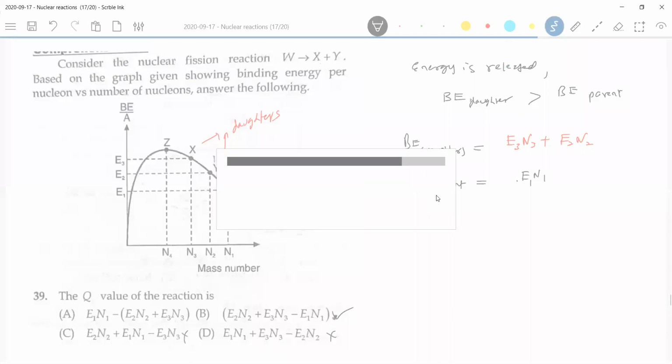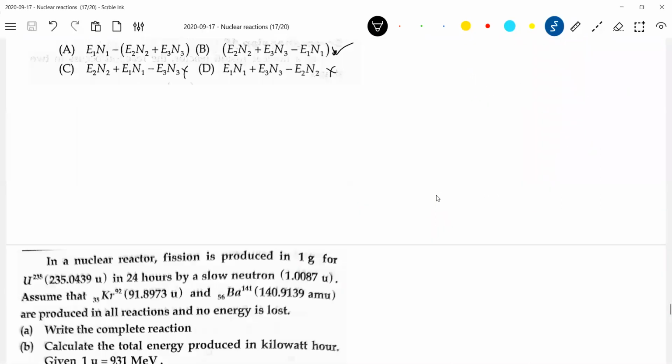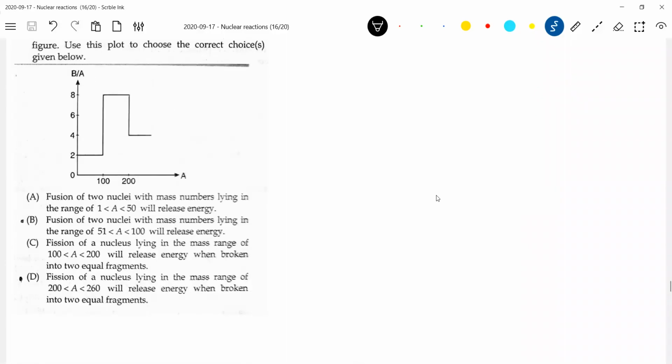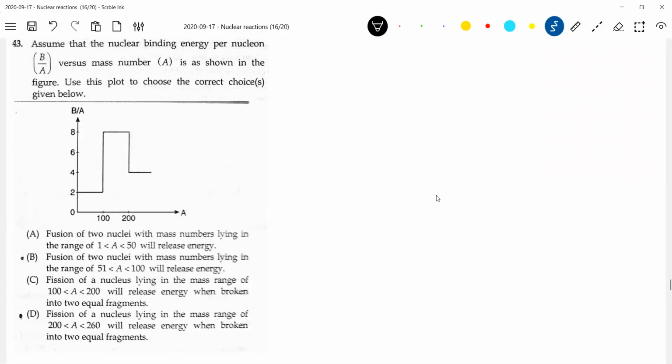Now I'll give one numerical on this. We have a graph. At least I think this will be much easier for you. This is binding energy per nucleon versus number of nucleons. What do you mean by fission and fusion? Fusion means where they combine. Fission means where they break up. First, we'll get into option A. Is option A right or wrong? We'll check it. Option A: fusion of two nuclei with mass number lying in the range of 1 to 50 will release energy. Can we pick 1 to 50? So what is the binding energy of that?